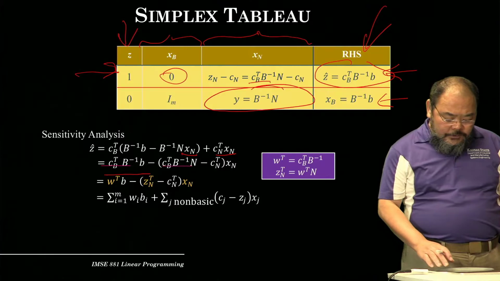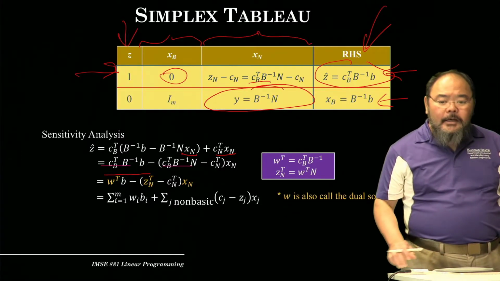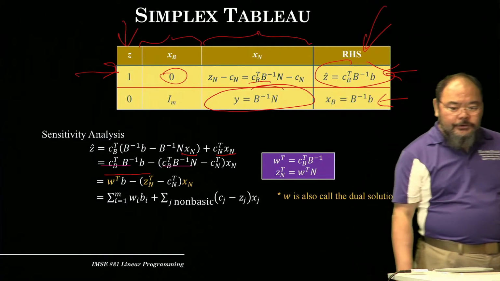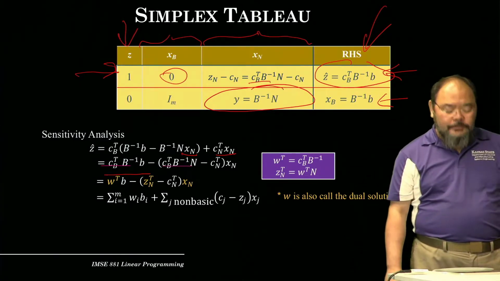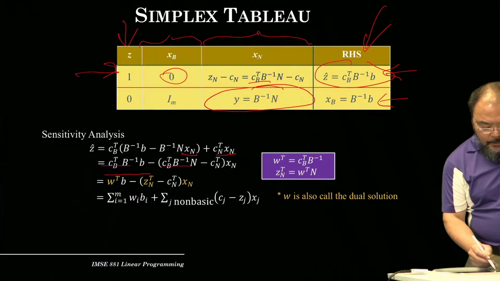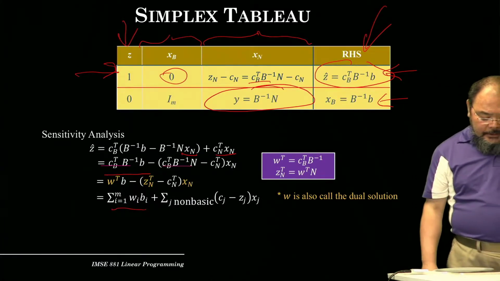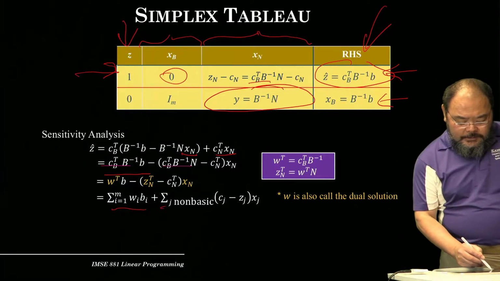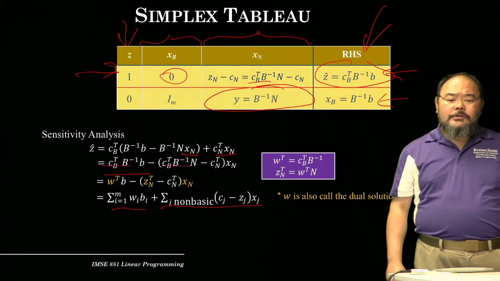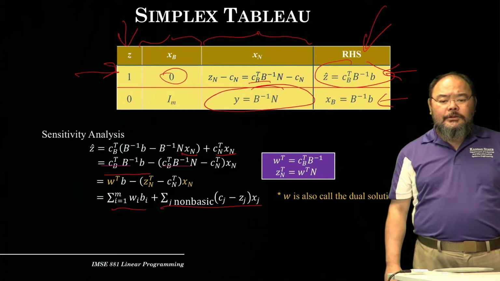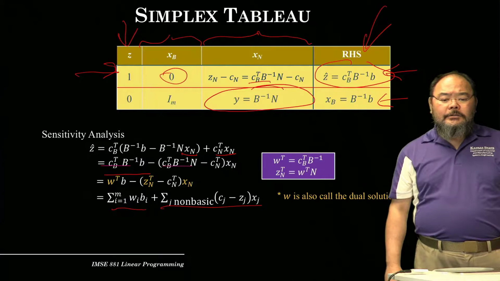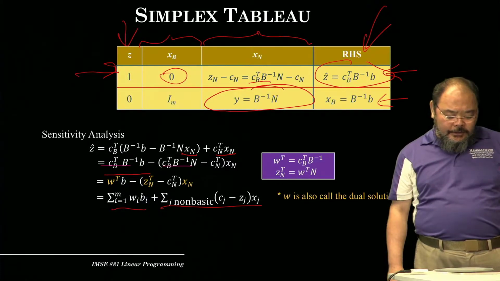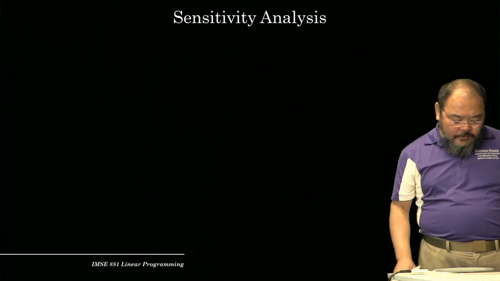Later on, we're going to see that omega is defined as a dual variable in the dual solution. So the first part of the objective function is omega times b. And the second part, corresponding to the non-basic solution variables, is actually equal to cj minus zj times xj, where xj are the non-basic variables.